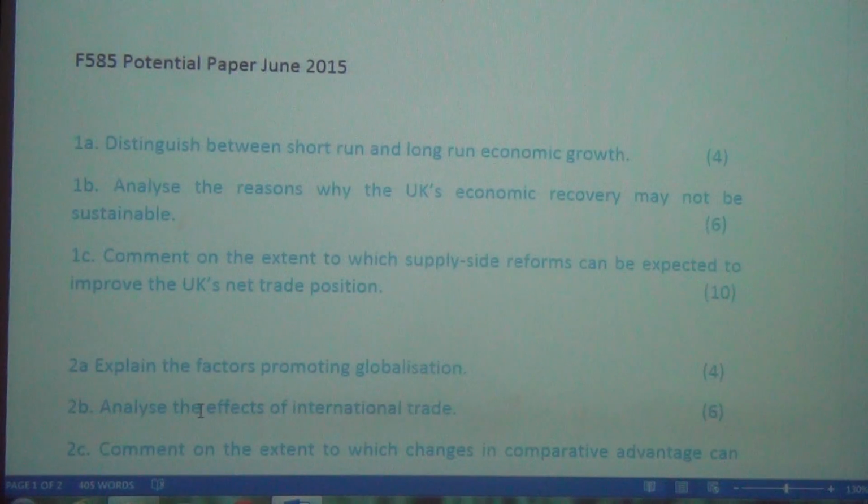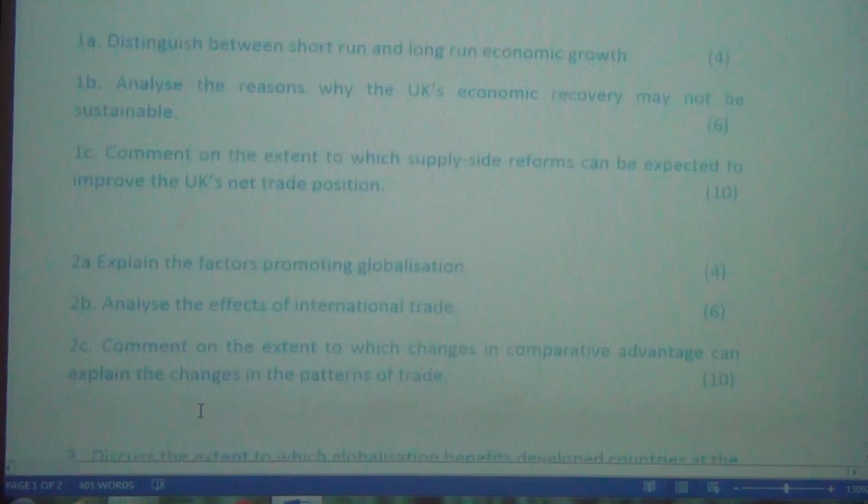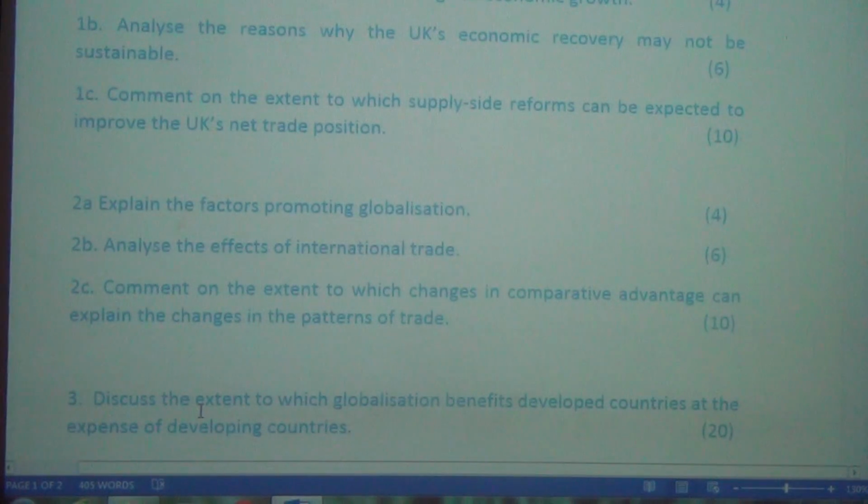Then we move on. Question 2. Again, A, B and C. 2A, explain the factors promoting globalisation, for 4 marks. 2B, analyse the effects of international trade, for 6 marks. And 2C, comment on the extent to which changes in comparative advantage can explain the changes in the patterns of trade, 10 marks.